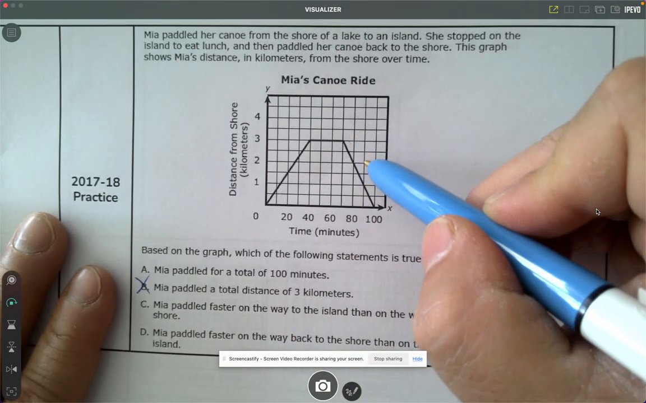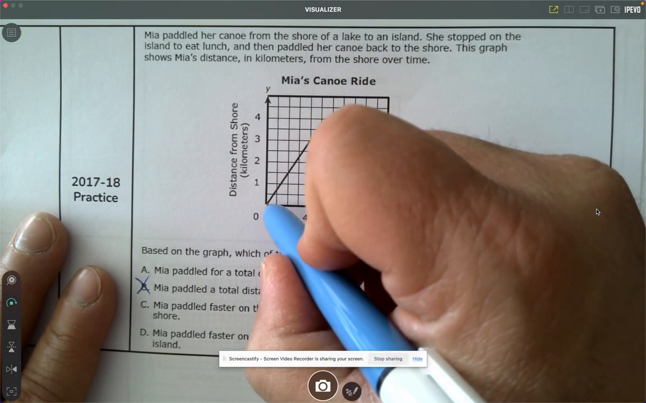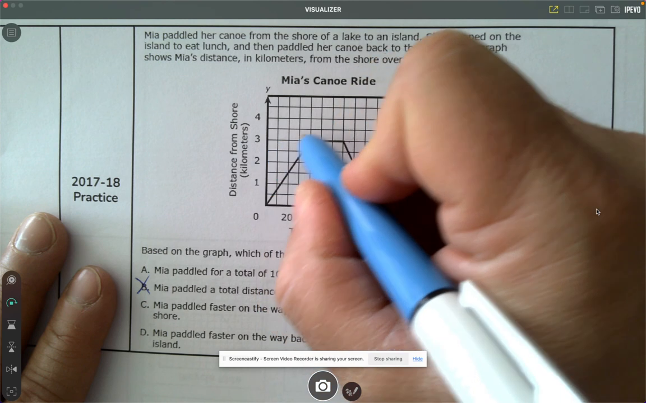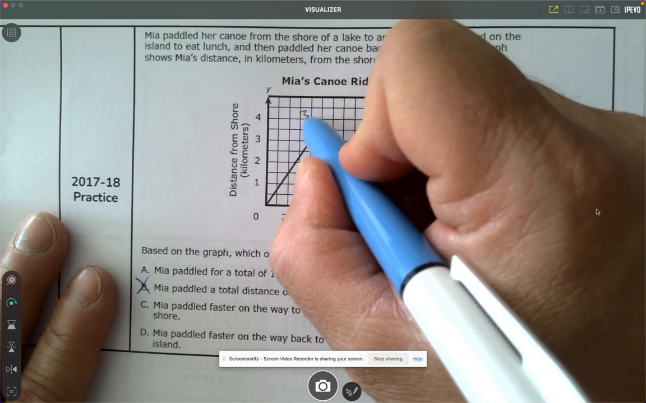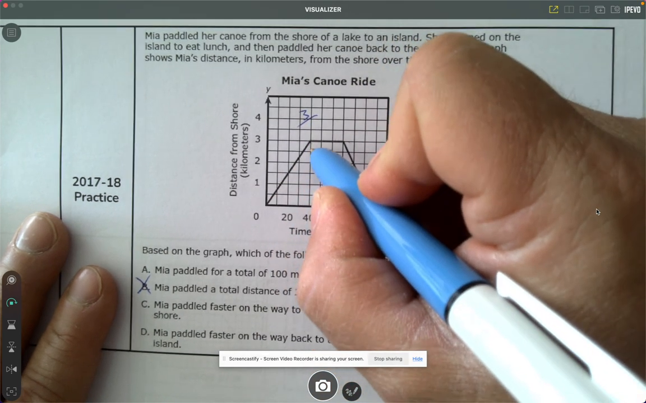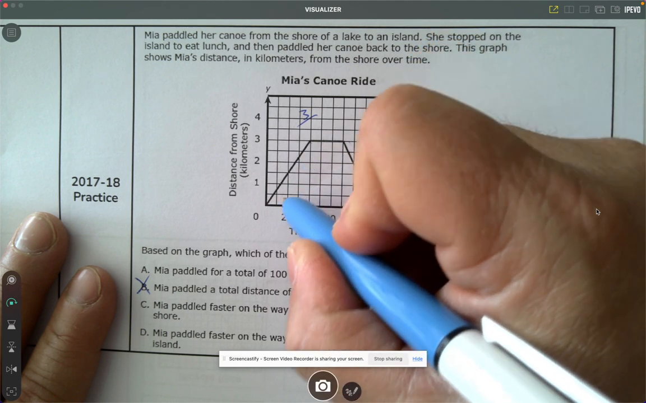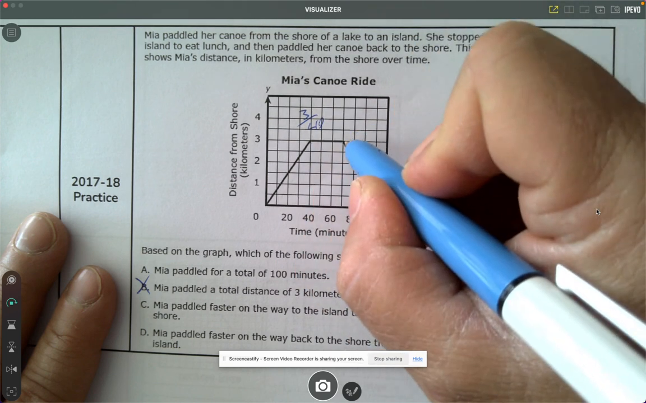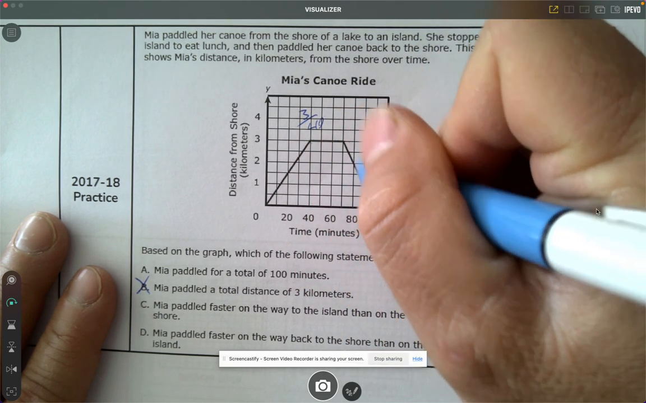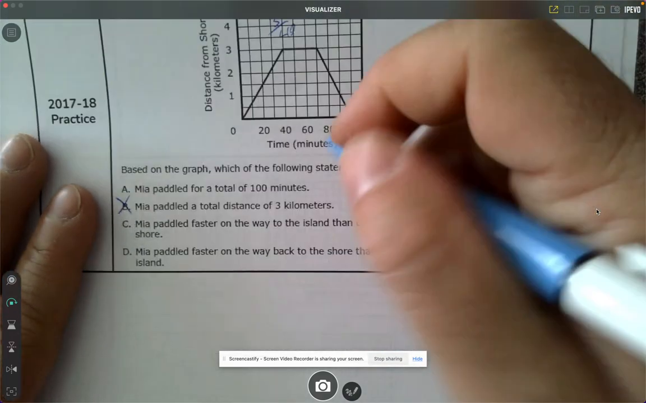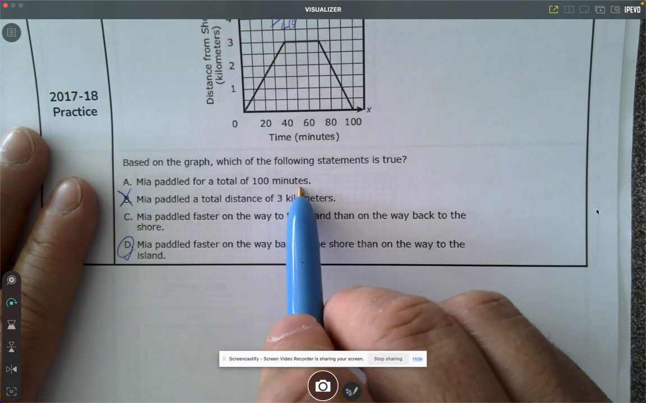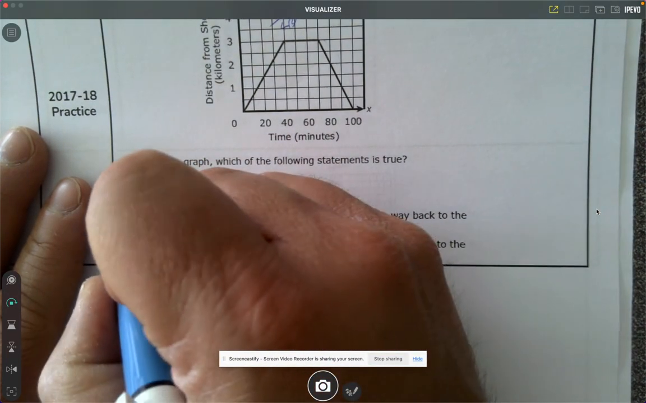You can see here the slope's just a little bit steeper here. The slope here is up 3 over 40. And then here, you can just see this is a little steeper. So she actually paddled faster on the way back. But what's wrong here? Why isn't it A? I couldn't figure it out.